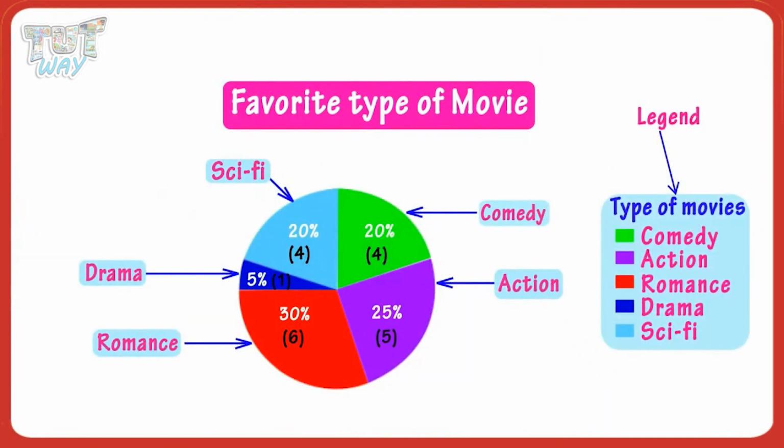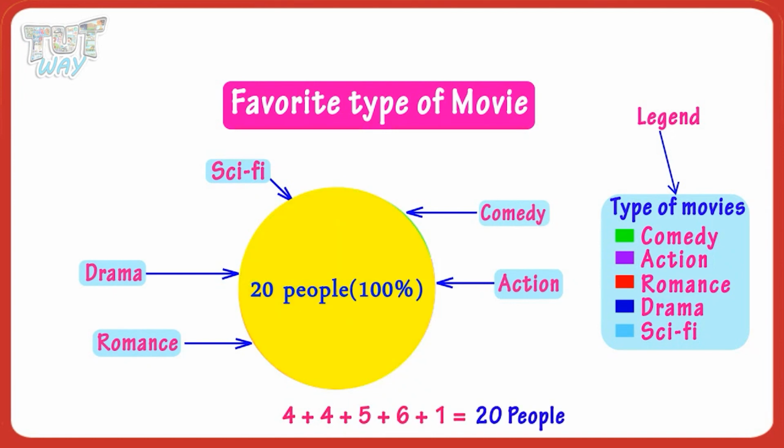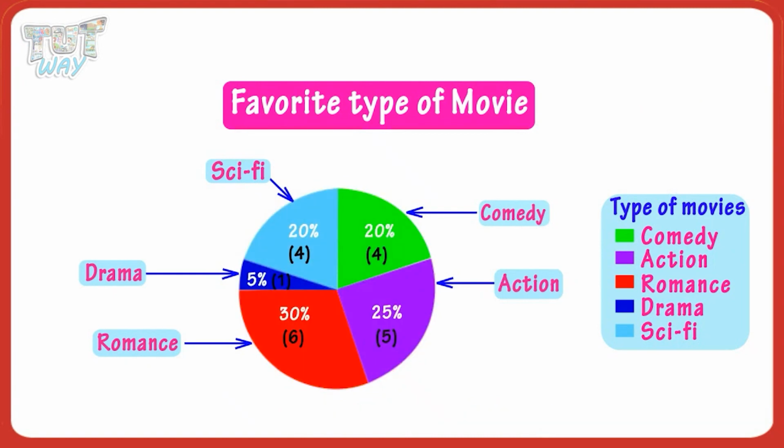Here we have a pie chart. Let's try to read it. The title says the pie chart shows the favorite movies. First of all, this circle is representing 4 plus 4 plus 5 plus 1 plus 6 equals 20 people. And different slices of the pie show the people with different choices of movies.